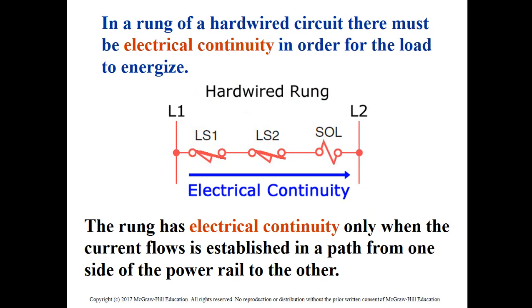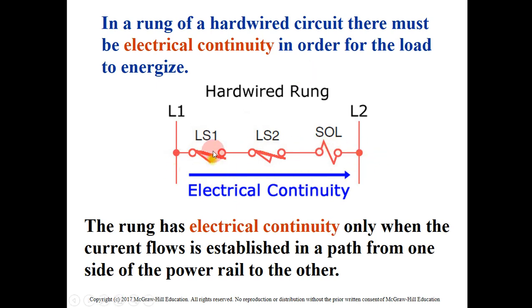In a rank of a hardwired circuit, there must be electrical continuity. We already have one example in chapter 4 showing the process control of the tank and the temperature inside the tank. If the inputs are true, the output will be true. If one of the inputs is false, then your output will be false. To get an output, you should have true or electrical continuity from the left side to the right side.